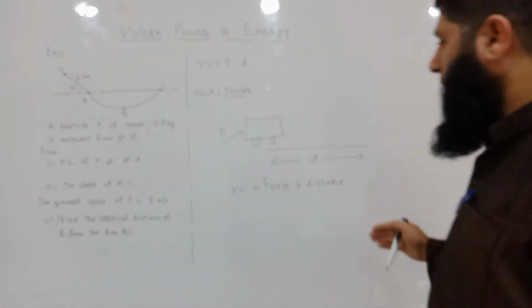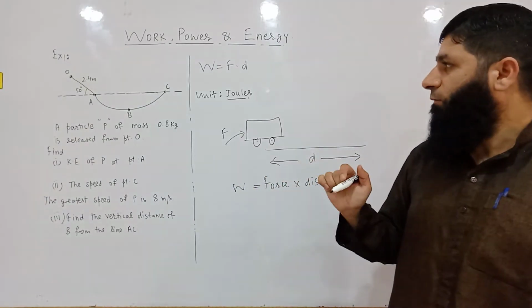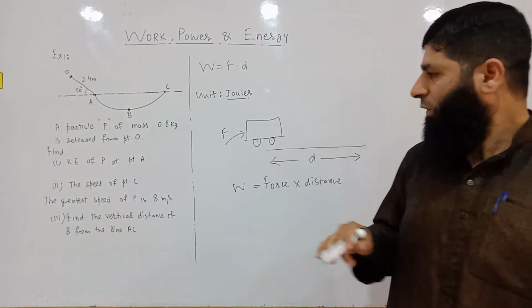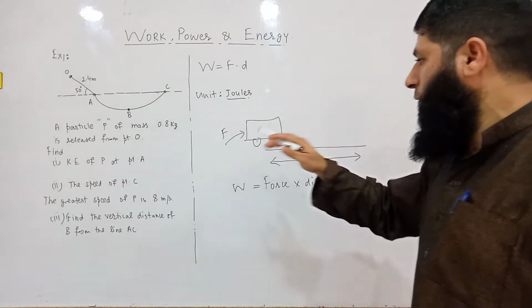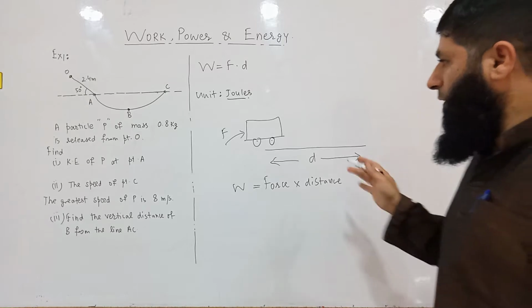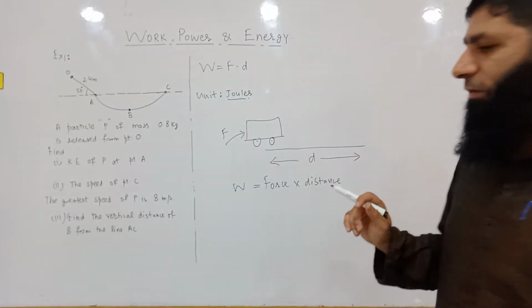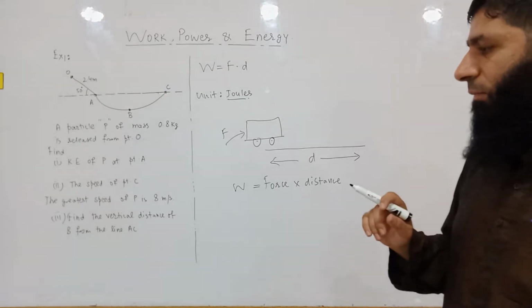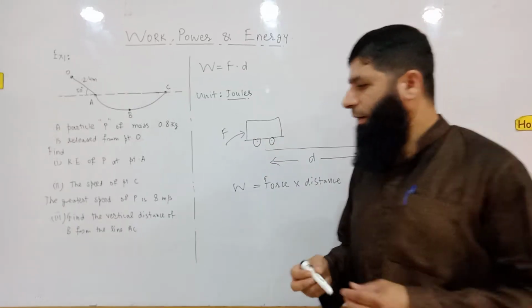And it is measured in joules. The system international unit of work done is joules. You can see in this diagram that the direction of force and the direction of distance covered in the direction of force is the same. The direction of both quantities is the same. But sometimes there will be an angle between force and displacement.